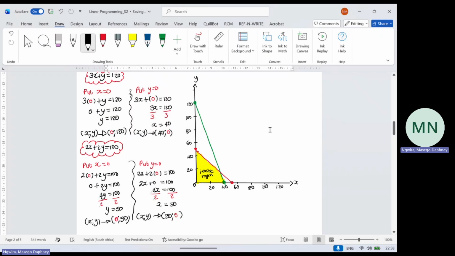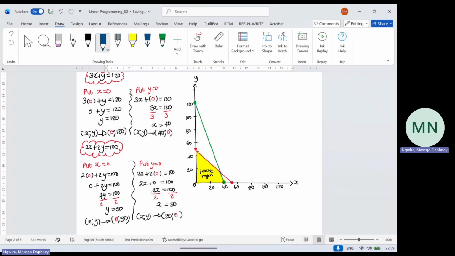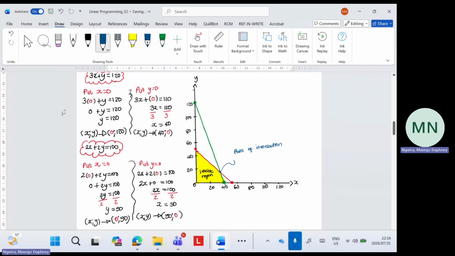So this point is what we call the point of intersection. This point you see here, where the two graphs cross, we call it the point of intersection. With the point of intersection, when you have to look for these points, you always solve these two simultaneously. But don't worry about that, I'll show you.